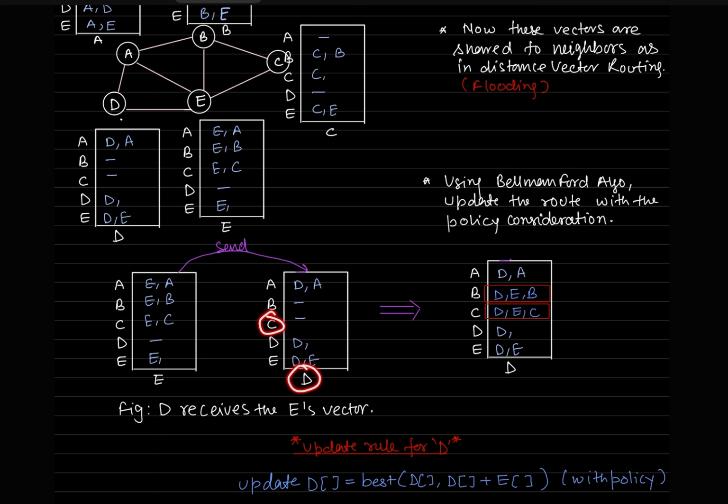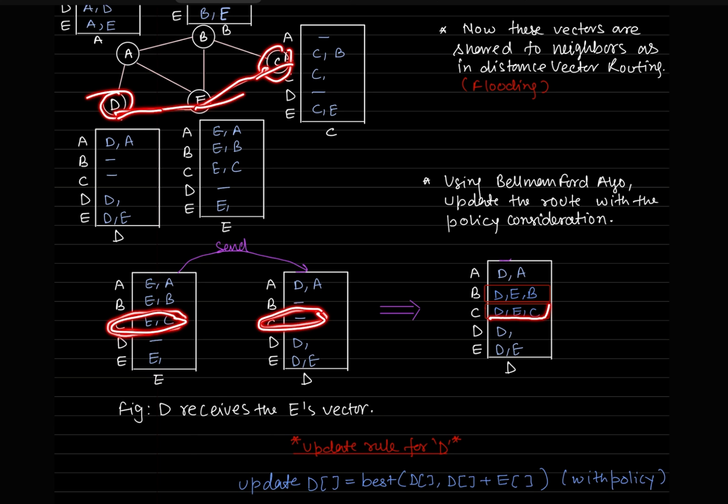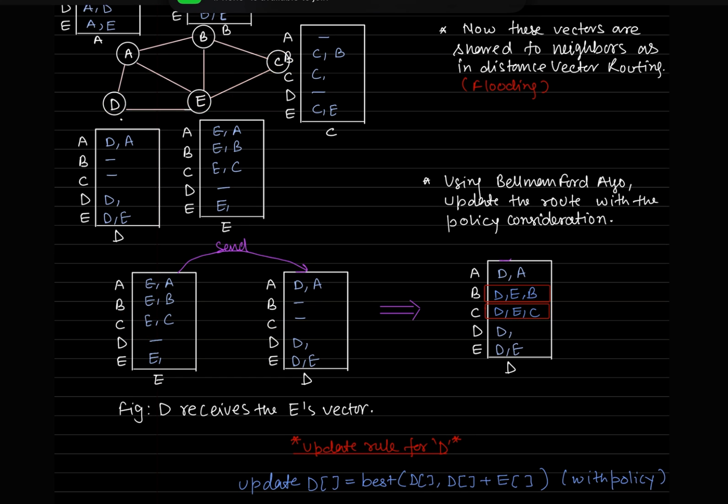D to C, do we have any path in D? We don't have. So we will use this vector E. So can we reach from D to C via E? Yes, we can reach. So D to E to C, we have a route. Since D to C we don't have, we will use this one to find out the route. So that's why DEC, you can see in the picture. So that is the reason I have written DEC. Similarly, you can compute all the routes and write them over there.